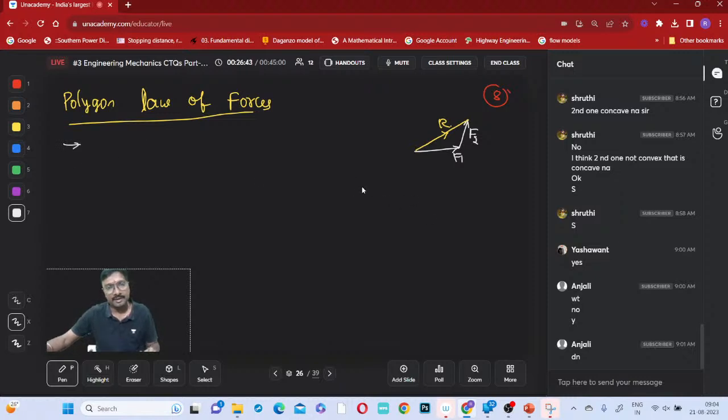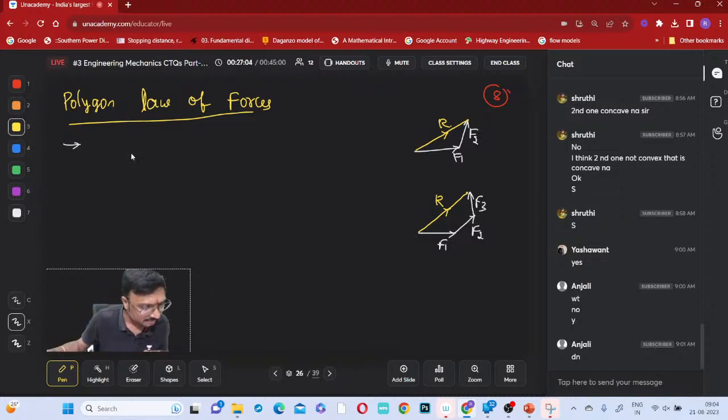So suppose if three forces are there, let us say one force is like this F1, one force is like this F2, and this third force is like this F3, if you just observe, right? Then the closing side will be representing which one? The closing side will be representing the resultant, you can say, right? Is that clear now? What is the polygon law of forces?